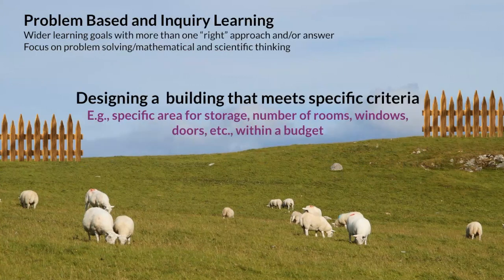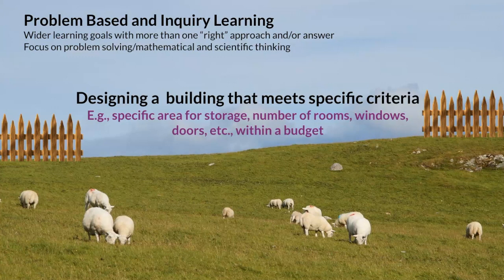Let's look at an example that's more appropriate for problem-based or inquiry learning, which falls more on the right side of the spectrum. In this example, we have a fairly wide learning goal of designing a building that meets specific criteria. Perhaps it has specific area for storage, certain number of rooms, windows, doors, etc. And then they have to stay within a budget. This is going to require a wide range of math skills. It will also have multiple right approaches and multiple right answers.